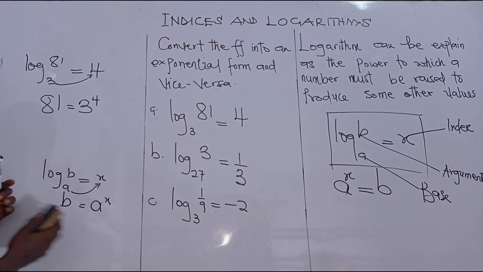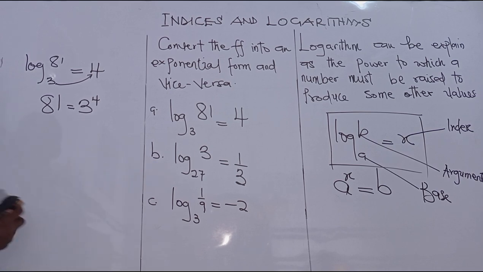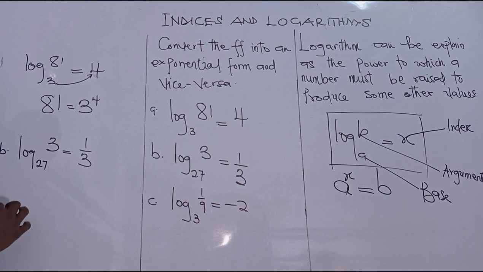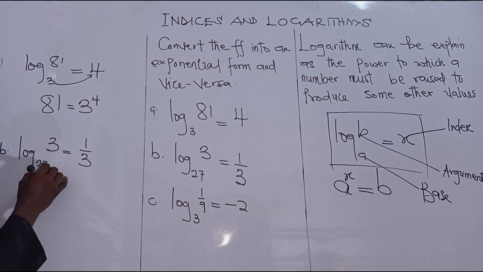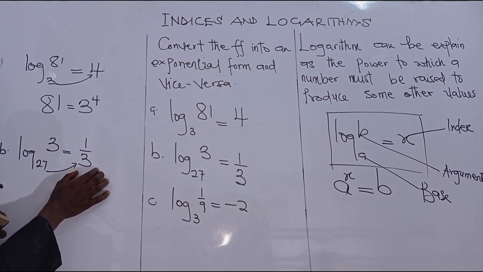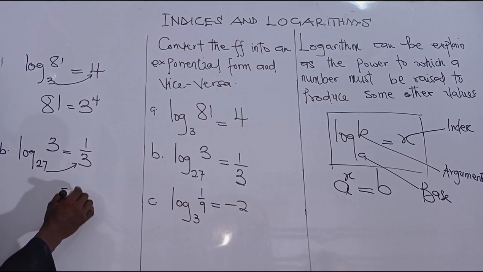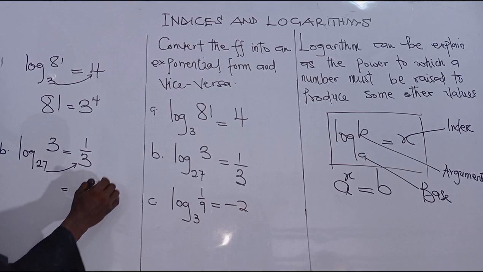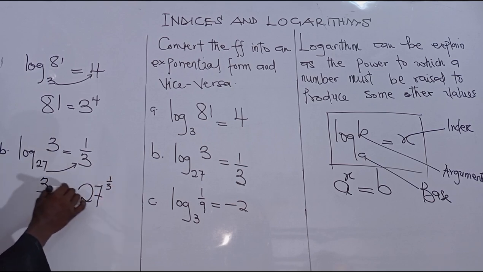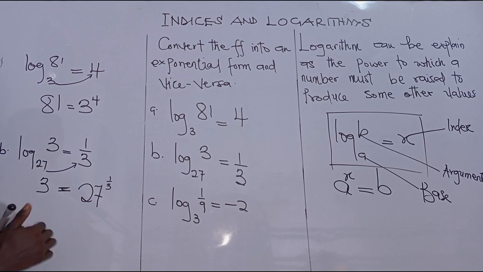Now let's look at this one. We want to express this in an exponential form. So applying the earlier concept, this is the base of the logarithm. It will move and become the base of the index or the exponent. So you have 27 raised to the power 1 over 3. We are left with 3. Very, very easy and simple.